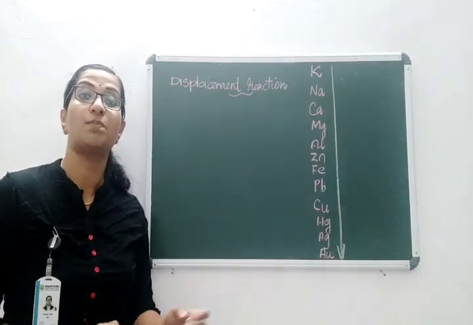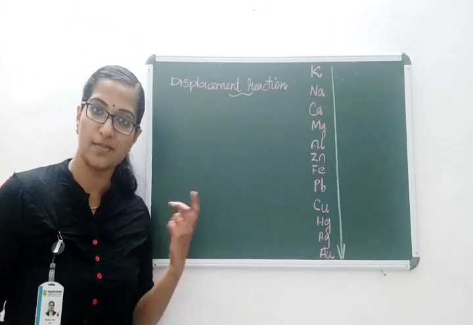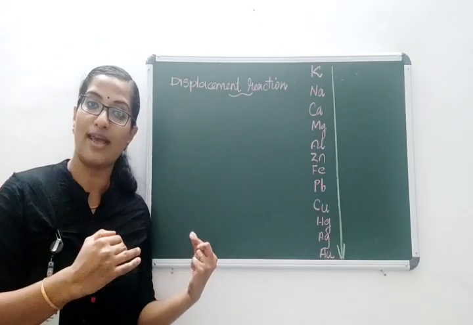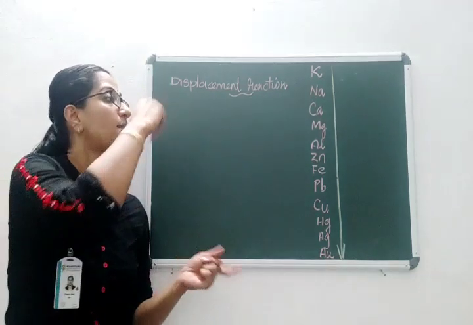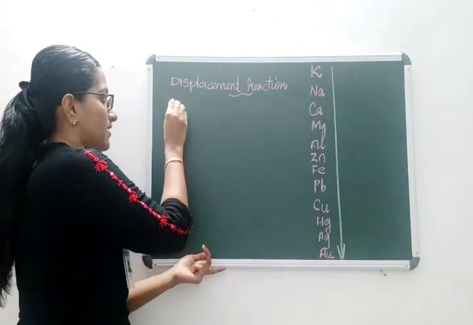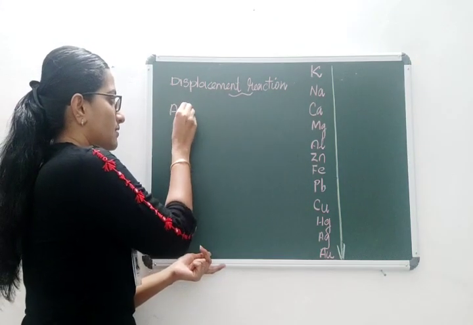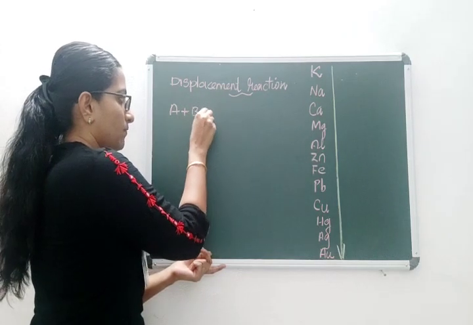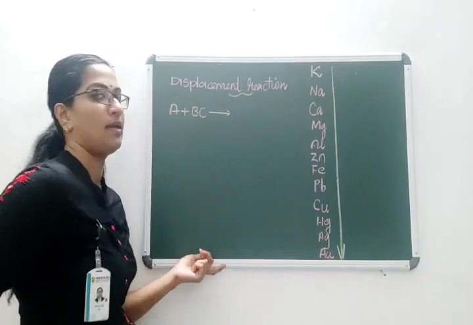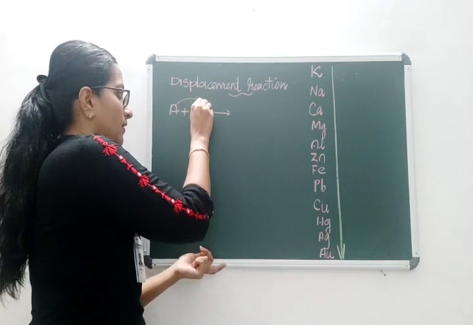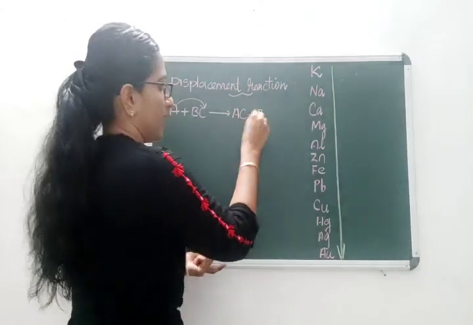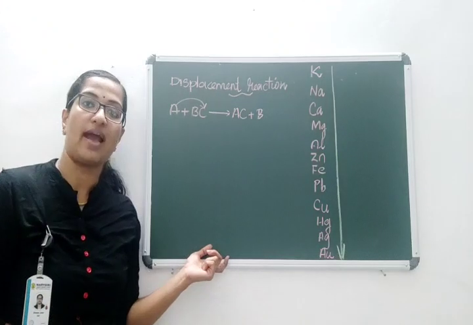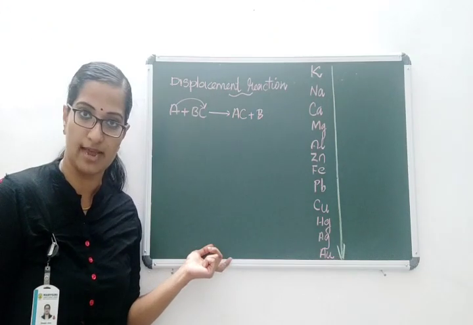What is meant by displacement? Displacement means instead of one element, some other element has to come. This type of reaction you can generally represent as A plus BC. What is the product? The product is AC plus B. This type of reaction is known as displacement reaction.